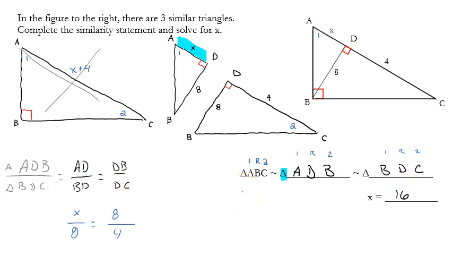Just to reiterate, the key is drawing these out separate, identifying your corresponding angles to set up your similarity statement. That's going to be the key to all of this. That's how you set up your proportions and solve.